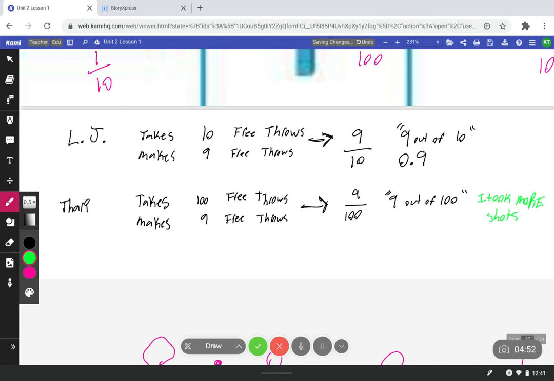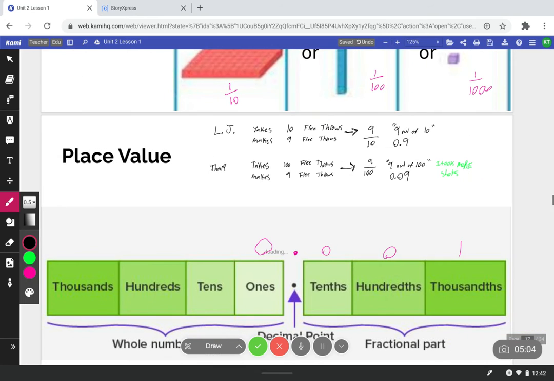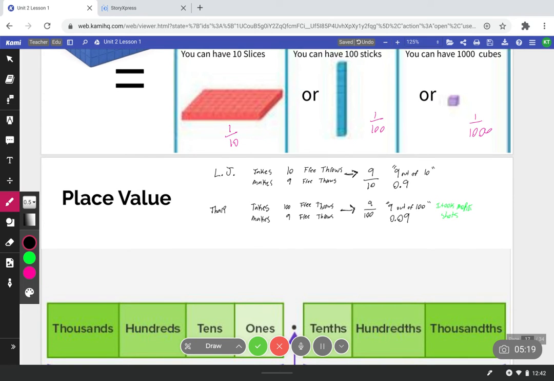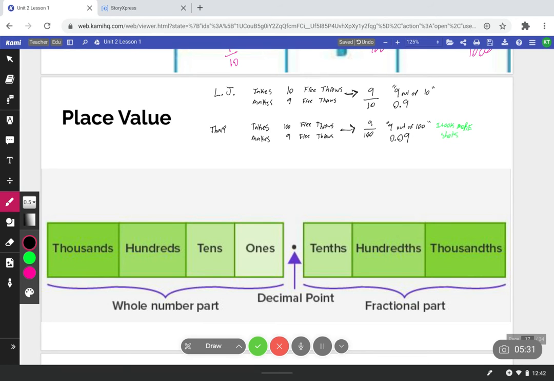So yes, we both made 9, but I made 9 hundredths. The decimal version of that would be 9 hundredths. The further away you get from the decimal point on this side, the smaller the value. So look at the cheese. We go from 1/10, the slice is pretty big, to 100ths. The stick is smaller than the slice. And the cube is smaller than the stick. So small, smaller, smallest.